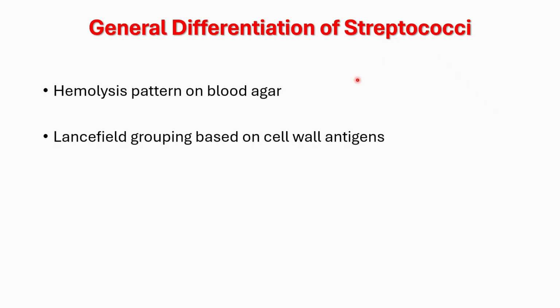Streptococci are a diverse group of gram-positive cocci that play an important role in both human and veterinary infections. To identify and differentiate different species of streptococci in the laboratory, microbiologists rely mainly on two important characteristics. First, the type of hemolysis produced on the blood agar, which reflects how the bacteria interact with the red blood cell. Second, the Lancefield grouping system, which classifies streptococci based on the specific carbohydrate antigens present on the cell wall, that is the cell wall antigens. Together, these features provide the essential starting point for the laboratory identification of the Streptococcus species.